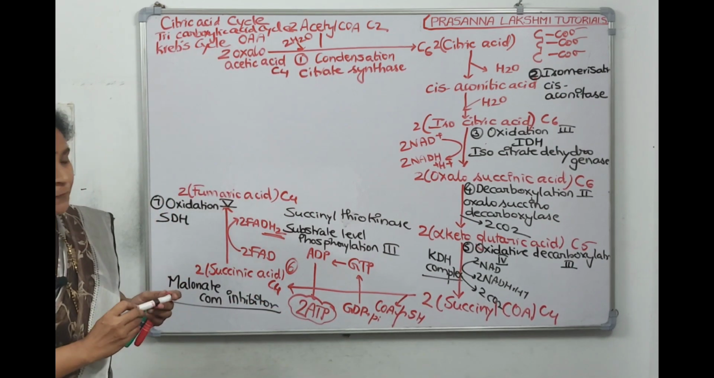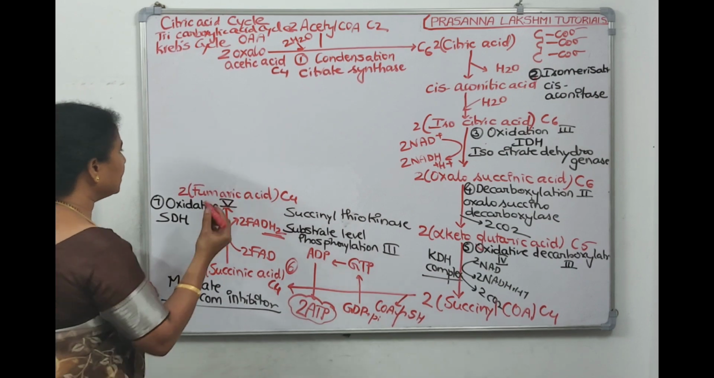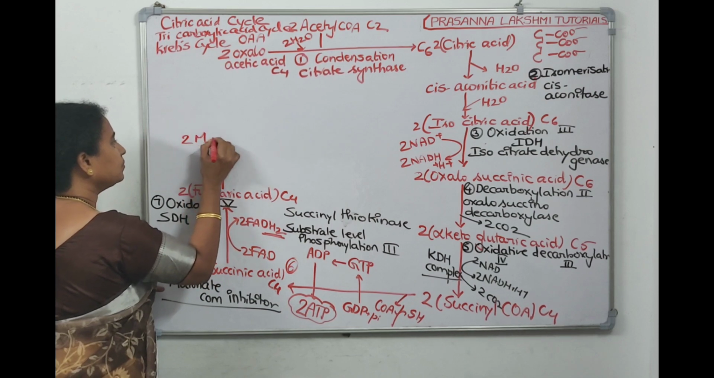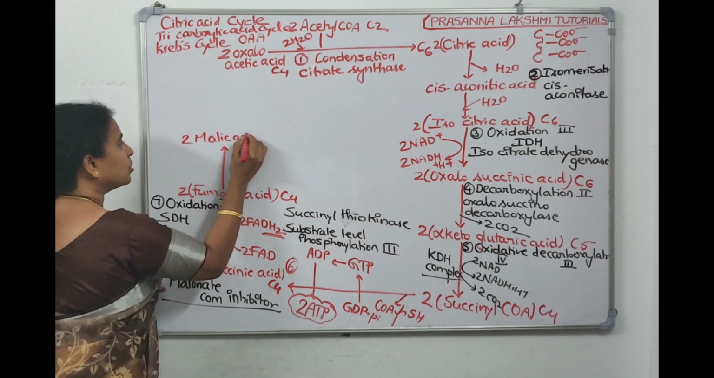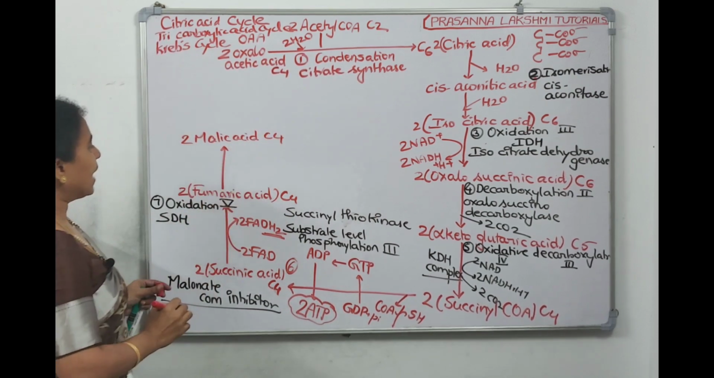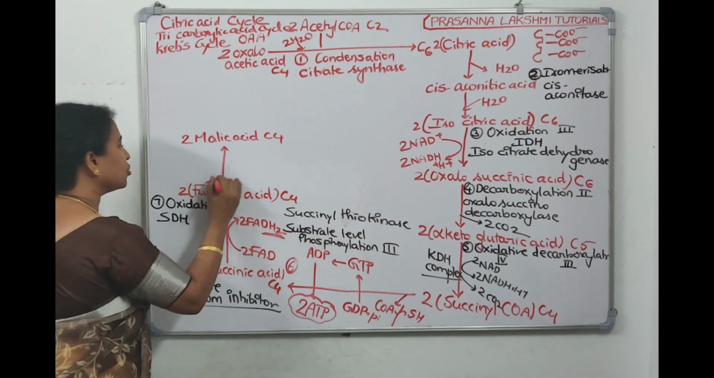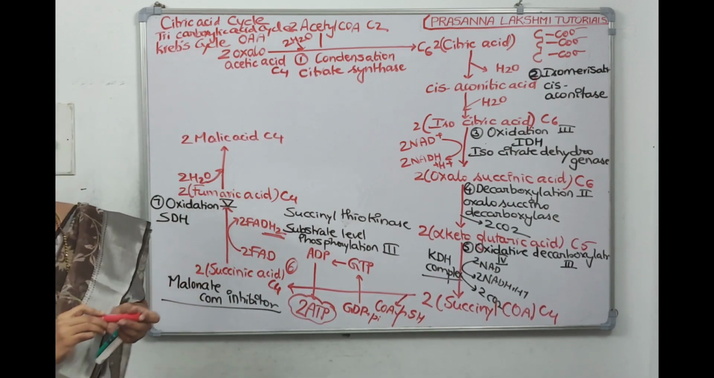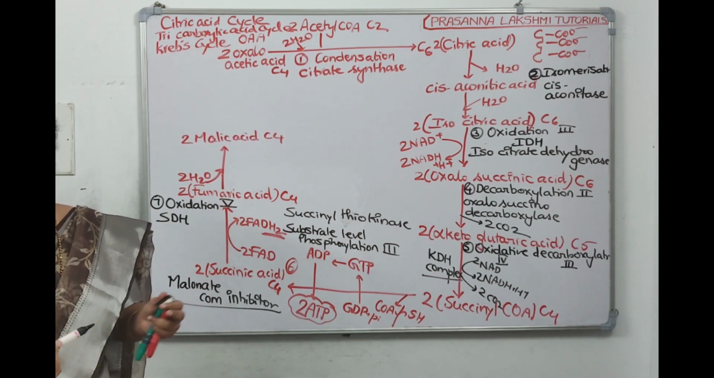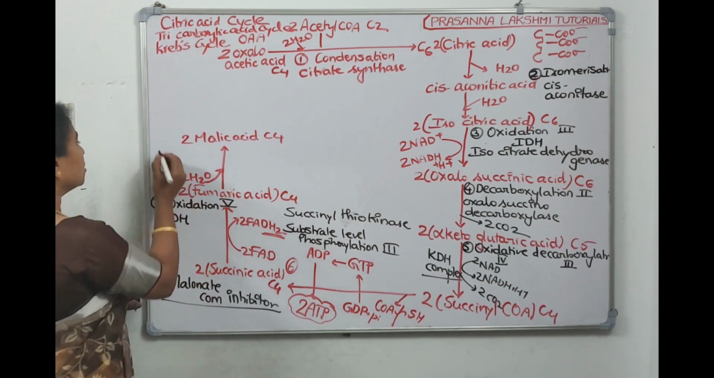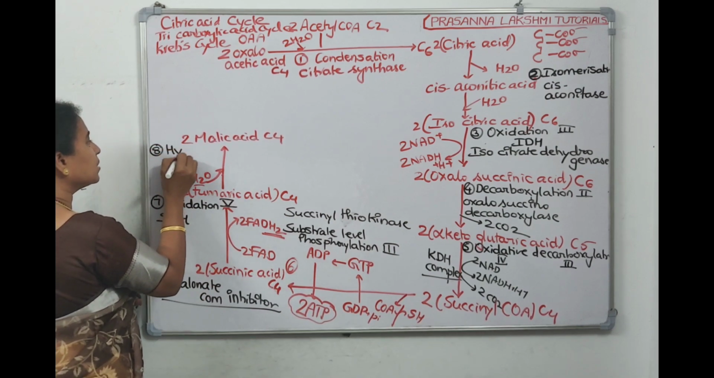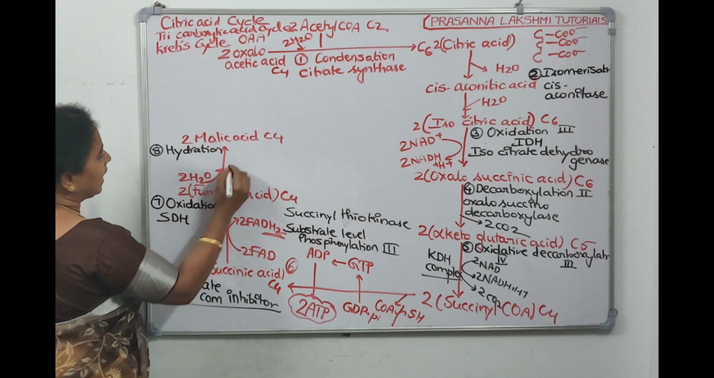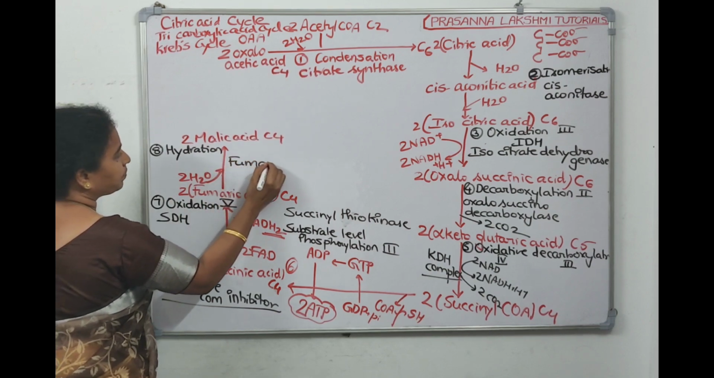This is a very important concept, right? Now, fumaric acid gets converted to malic acid, which is also a 4-carbon acid. In this reaction, water molecules are added. Since water molecules are added, the reaction is called hydration. So, reaction number 8 is hydration. The enzyme will be called fumarase.